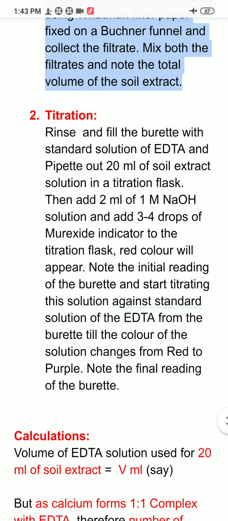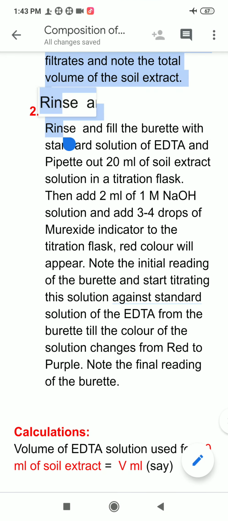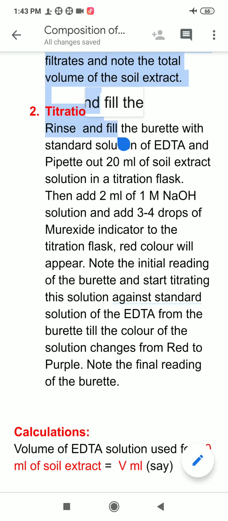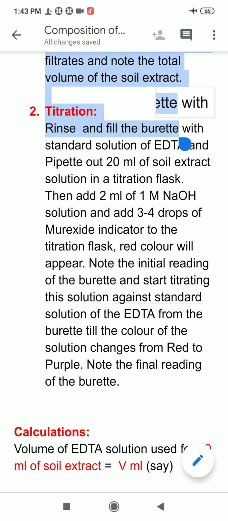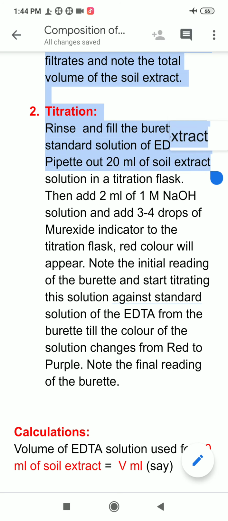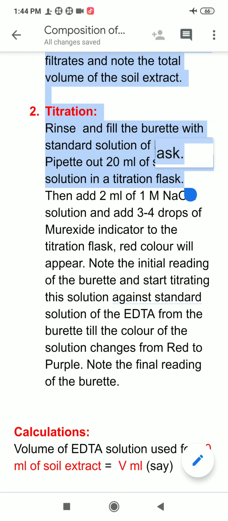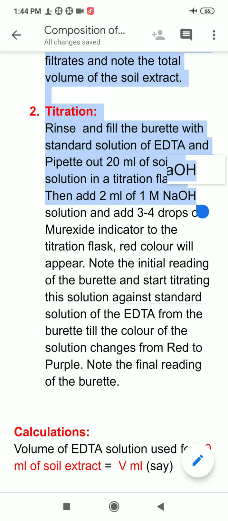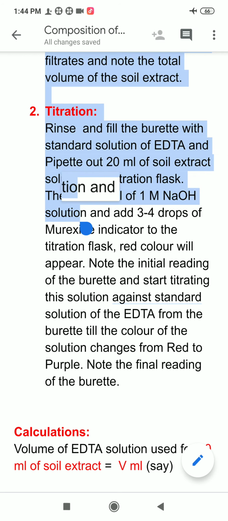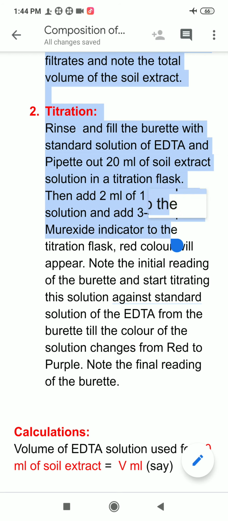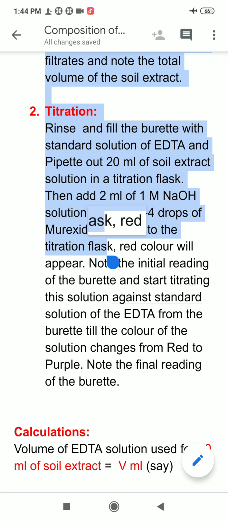second step is titration. So for titration, what we will do, we will take a burette and rinse it with the EDTA solution and fill it with standard solution of EDTA, and pipette out 20 ml of soil extract solution in a titration flask. Then add 2 ml of 1 molar sodium hydroxide solution and 3-4 drops of murexide indicator to the titration flask.